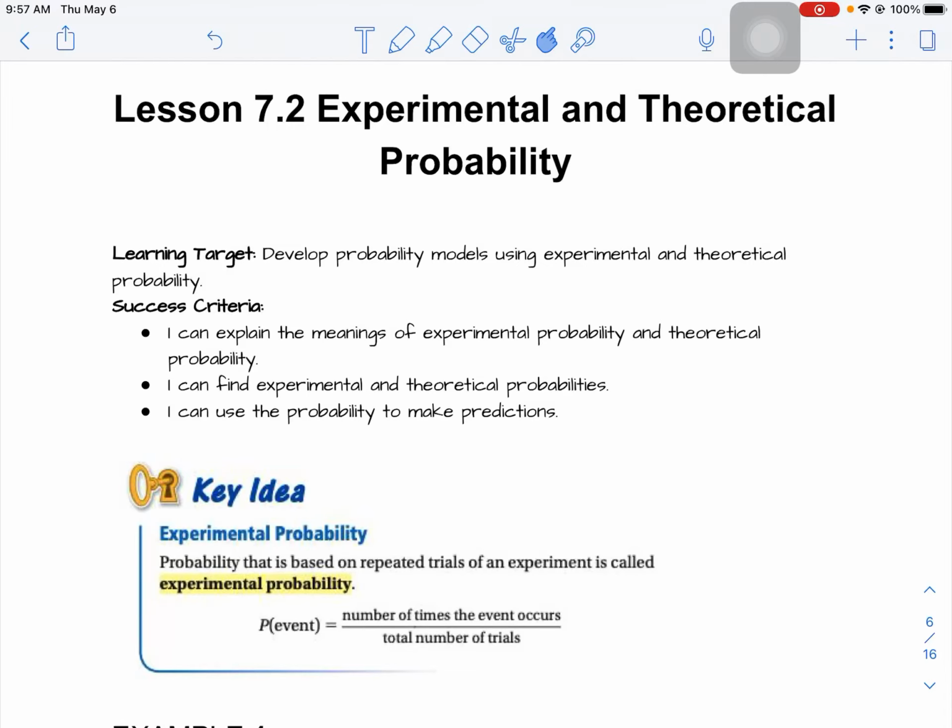Alright guys, today we are going to be looking at lesson 7.2, which is experimental and theoretical probability. Our learning target today is to develop probability models using experimental and theoretical probability. Our success criteria: I can explain the meanings of experimental probability and theoretical probability. I can find experimental and theoretical probabilities, and I can use the probability to make predictions.